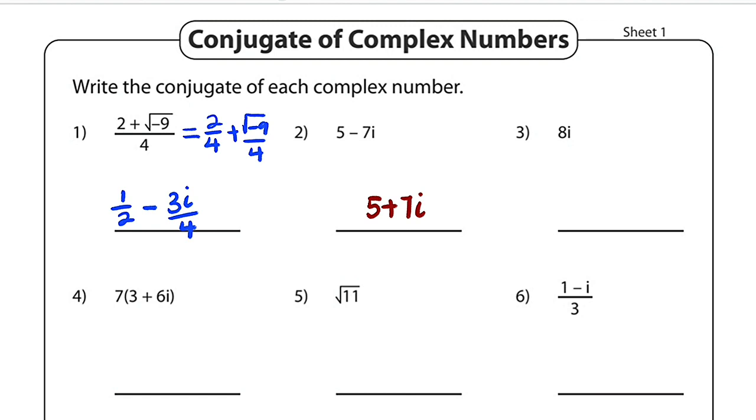For number 3, we have only the imaginary part, meaning the real part is 0. This is the same thing as 0 plus 8i, right? And the conjugate will be 0 minus 8i. Therefore, 0 minus 8i is the same thing as negative 8i. So negative 8i is the conjugate.